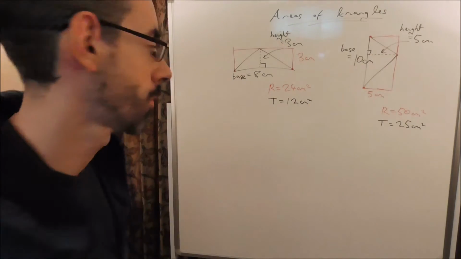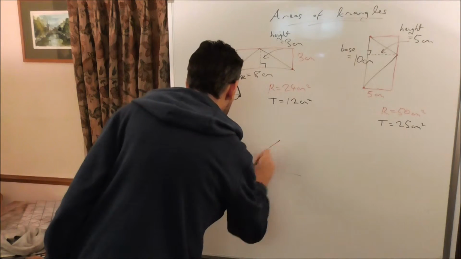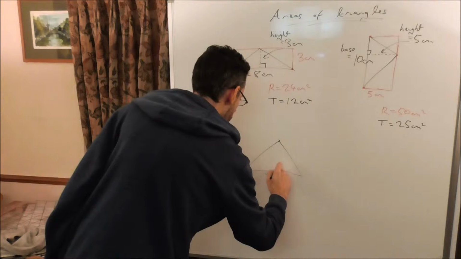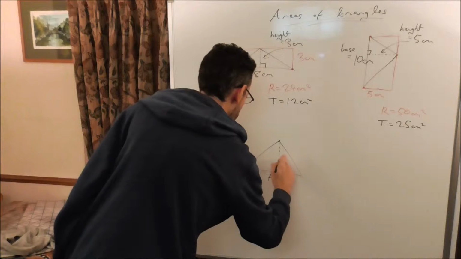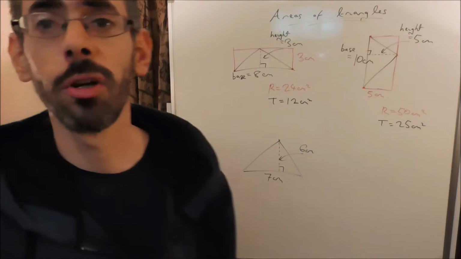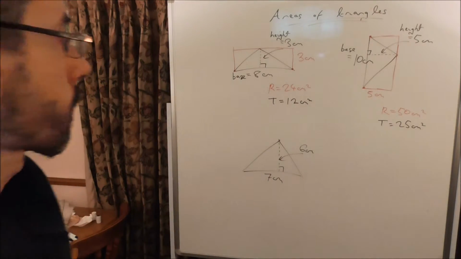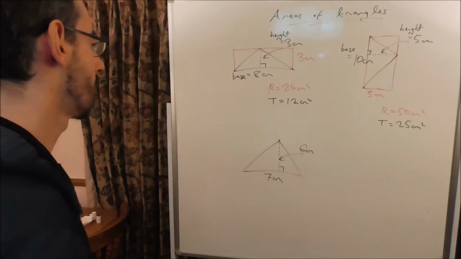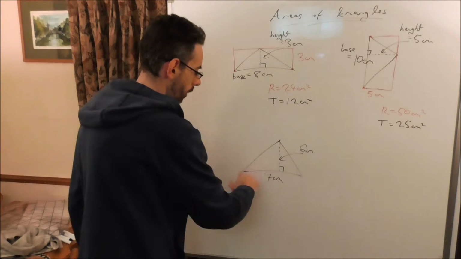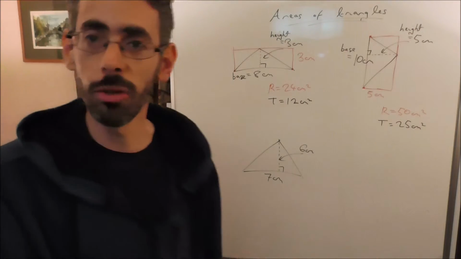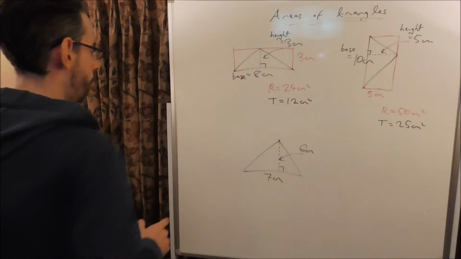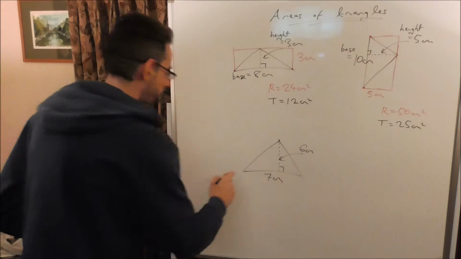Right, let's do a couple more. So let's say this side is 7 centimetres, and let's say this distance, this corner, is 6 centimetres. Right, do we have enough information to find the area of this triangle? Well, yes, we do, because we've been given one of the sides. We've also been given the distance measured at right angles from that side to the other corner. And those are the only two measurements that you need. That's enough information.